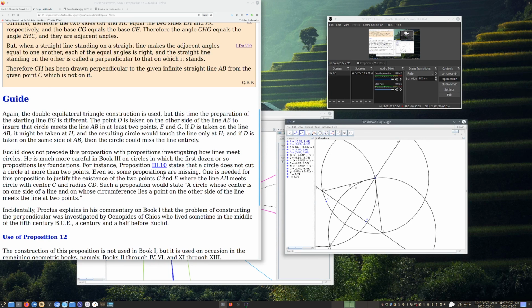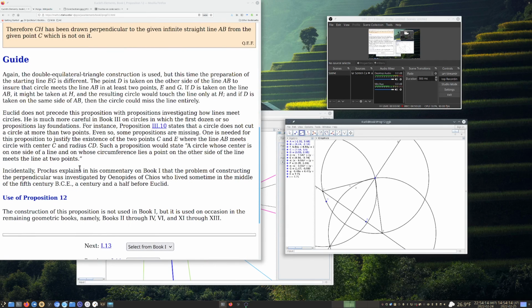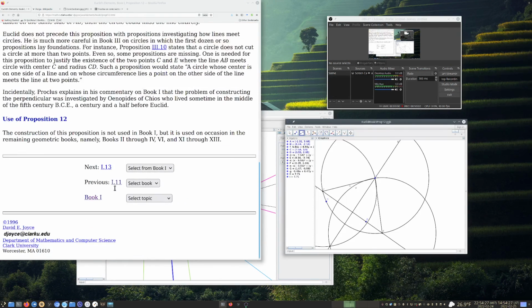Incidentally, Proclus explains in his commentary on Book 1 that the problem of constructing the perpendicular was invented by Oenopides of Chios, who lived sometime in the middle of the 5th century BCE, a century and a half before Euclid. Use of Proposition 12. The construction of this proposition is not used in Book 1, but is used on occasion in the remaining geometric books, namely Books 2 through 4, 6, and 11 through 13.